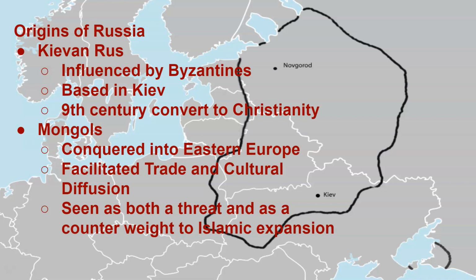And then you've got the Mongols, who conquered Eastern Europe, including Kiev and Rus. They really facilitate the trade and cultural diffusion from China and Asia. And they're seen both as a threat and a counterweight to Islamic expansion, because the Catholic Church sees them as possibly a group that you could convert. And they were also equal opportunity conquerors. They conquered a lot of Islamic territory and didn't really convert, at least early on.